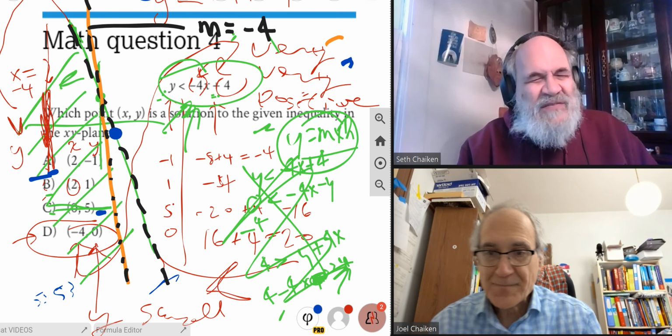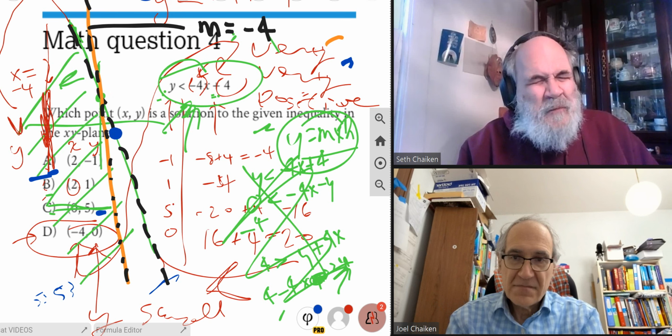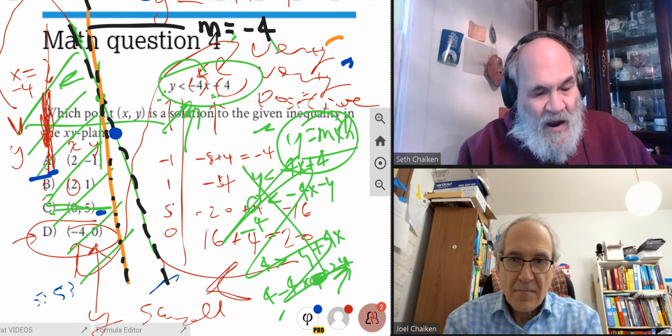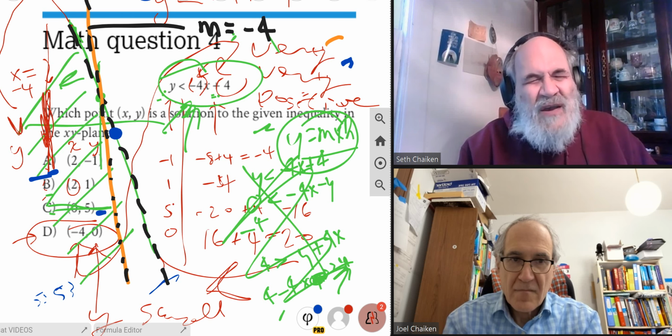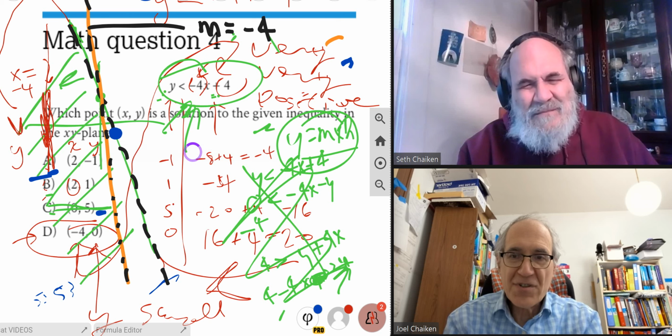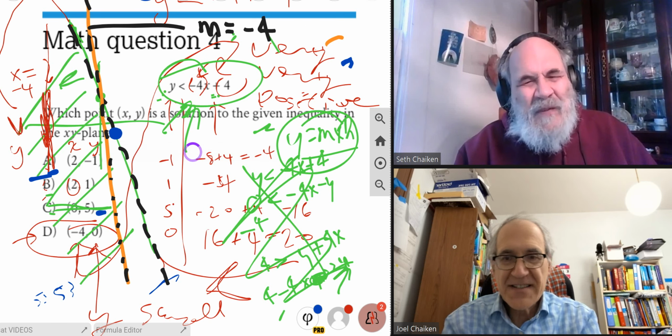So in this case of an SAT question, they made it quite easy to verify. They made it quite easy to quickly locate a possible solution, one that would tempt you to try it. And then once you try it, you verify that it's the solution. Oh, you're saying that you should test 2, negative 1 and test negative 4, 0.